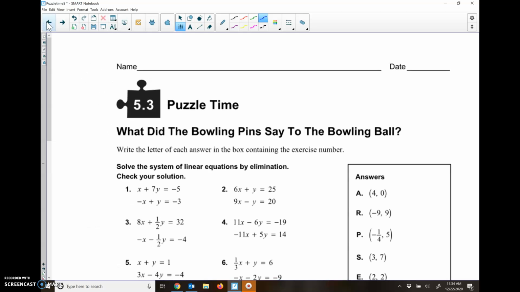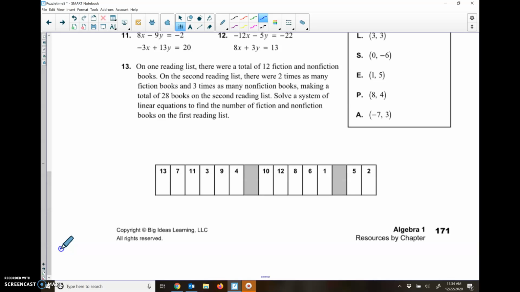And so the answer for our joke here, what did the bowling pin say to the bowling ball? They said, please spare us.